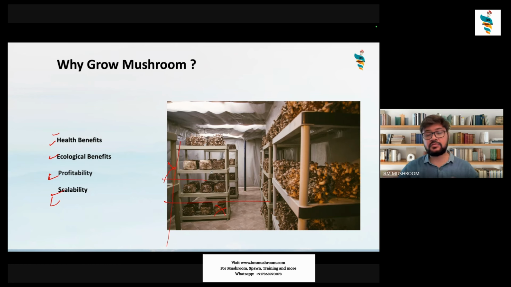We can use the racks. We can grow it in the vertical direction. Vertical mushroom cultivation is already very popular, so scaling this is quite easy and possible. These are the attractive things which are attracting new players into it, and that's why we should always consider growing mushroom.